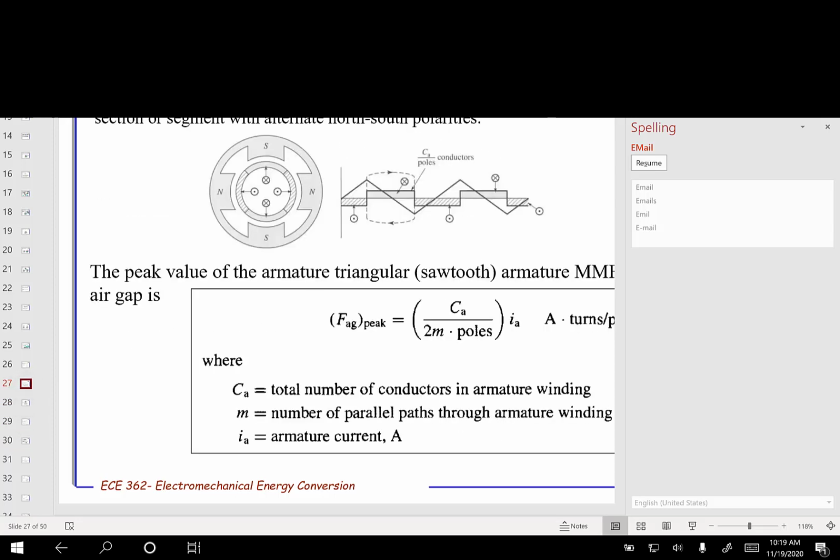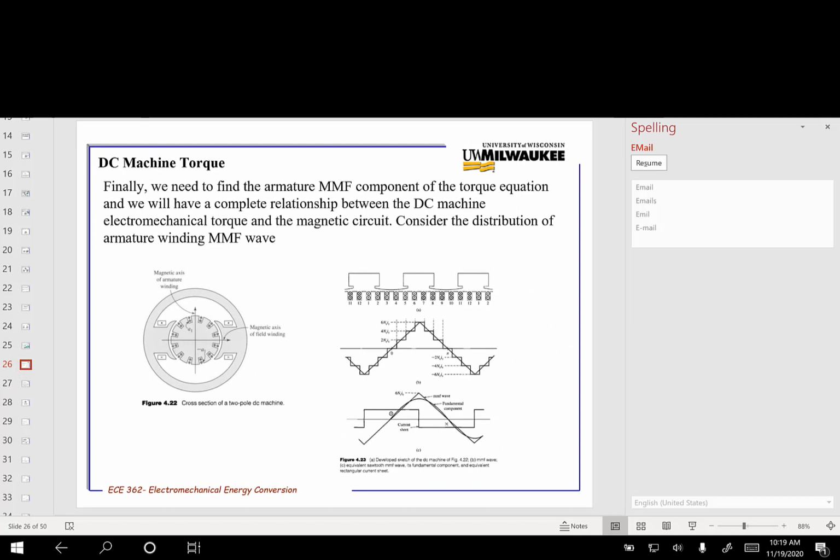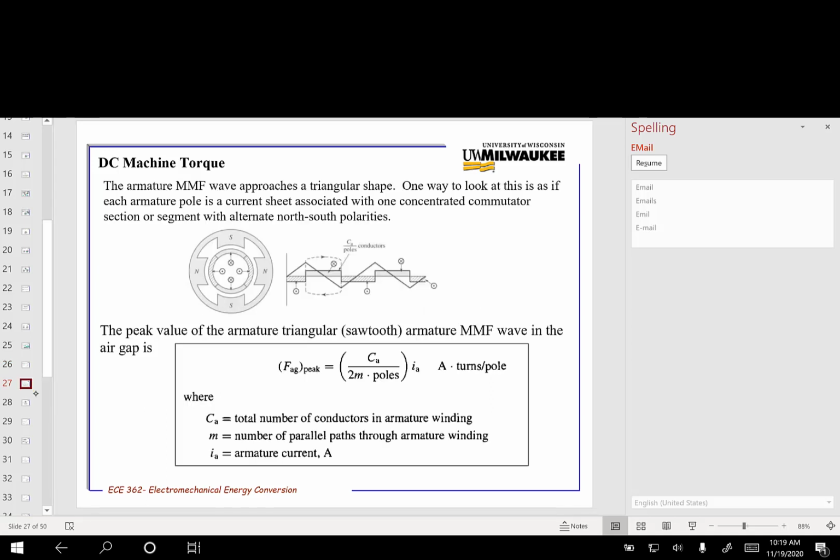Trying to get back to that picture here. So we're just going to quickly brush over this. This is the turns function of the armature winding here, and it doesn't look like a sine wave. It looks like a triangle. And then we end up with an MMF in the air gap, very similar to what we had with the synchronous machine.